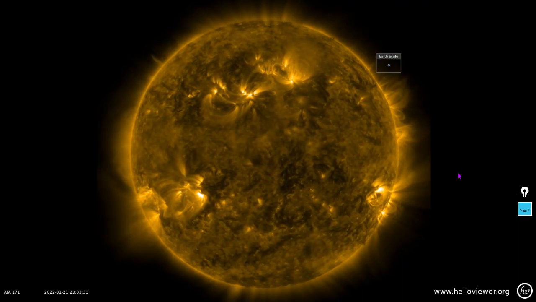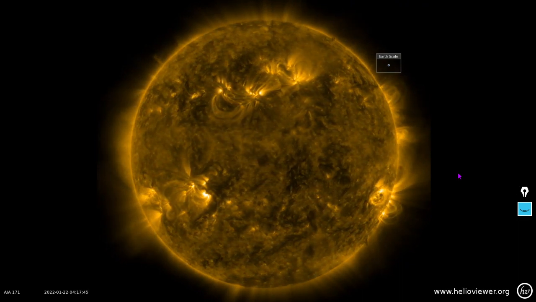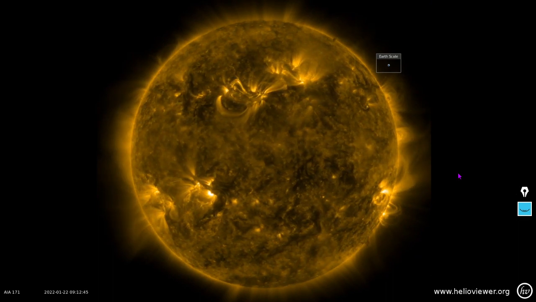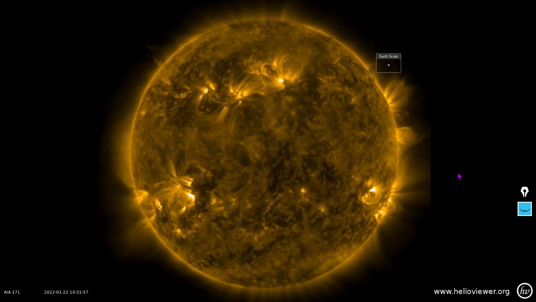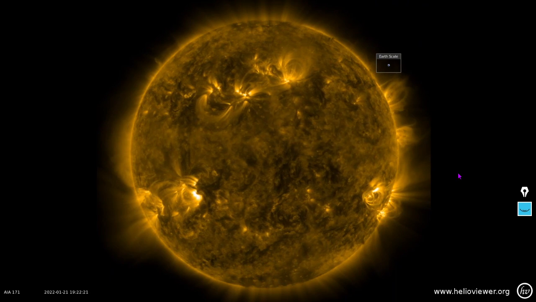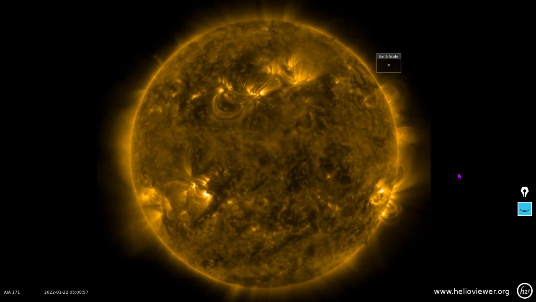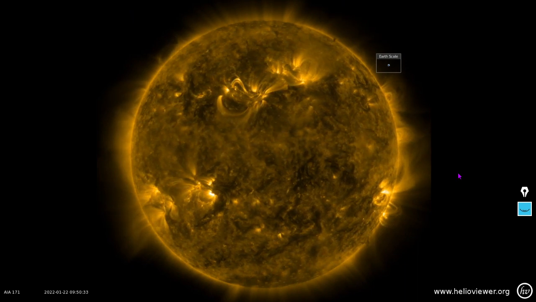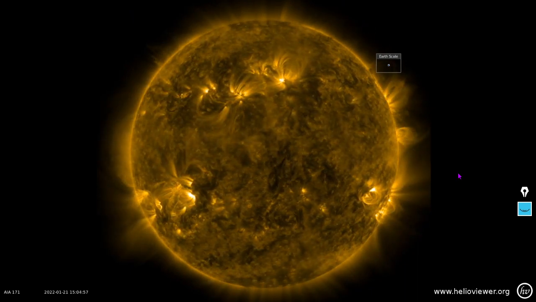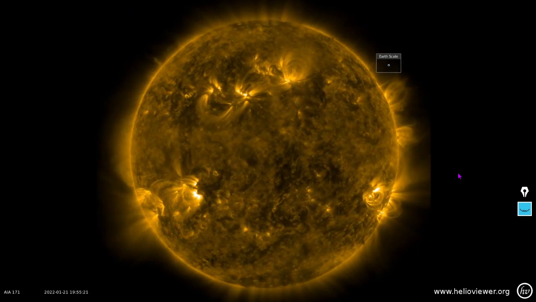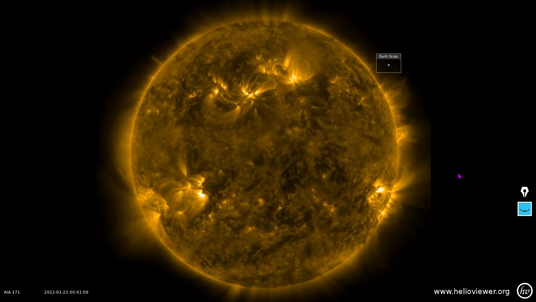Here's the last 24 hours, that is, in 171 angstroms. And this is great at showing the lower corona. You can see all the magnetic looping that it shows. Great imagery there of our closest star.